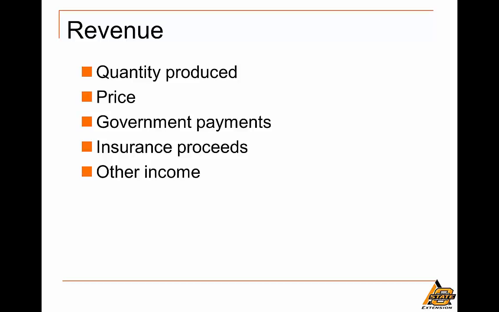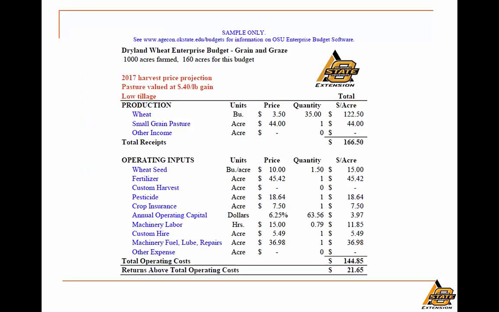Revenue items could amount to, essentially, your value of production. It's the price times quantity. But other items could be government payments, insurance proceeds, and other revenue items. So in this wheat budget example, the total receipts amount to $166 per acre.